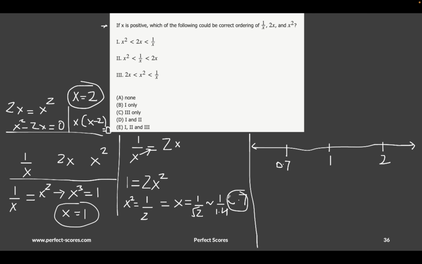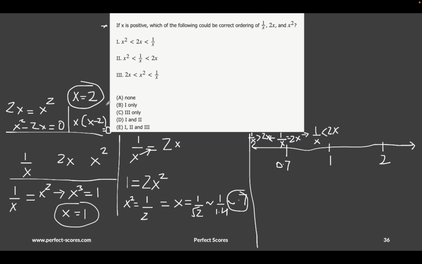So at 0.7, 1 by x is equal to 2x, right? And if we go towards the right hand side, we would get 1 by x to be less than 2x. You can easily figure that out, as 2x is just going to get bigger and bigger. On the other side, you will have 1 by x to be greater than 2x. Okay, so this is what happens. Let's see the other critical point.